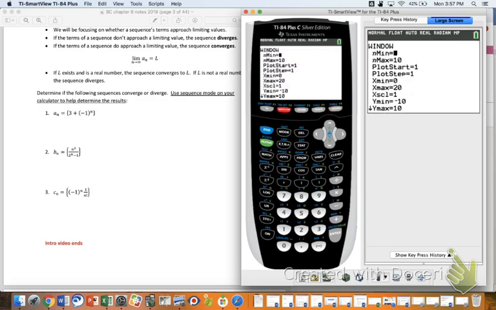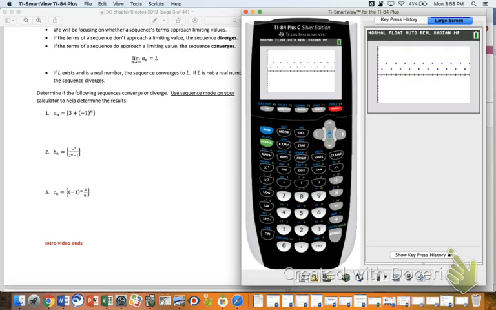I guess I could, there we go, we'll put our n max out there at 20. We can see a little bit more of it. There we go. Okay, so the idea here would be looking for a pattern. So if we're looking for where this sequence converges, I'm looking for a limiting value. So in other words, each of these little dots represents a term in the sequence. Do we seem to be kind of narrowing down to any one number within this graph or not?